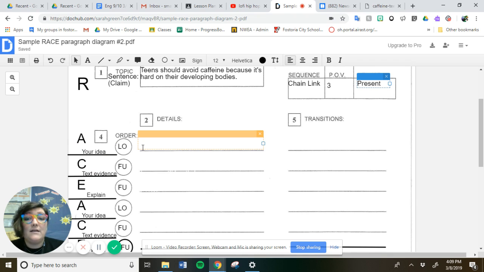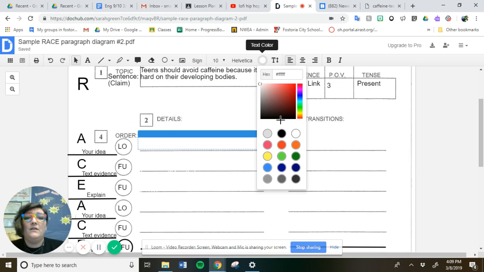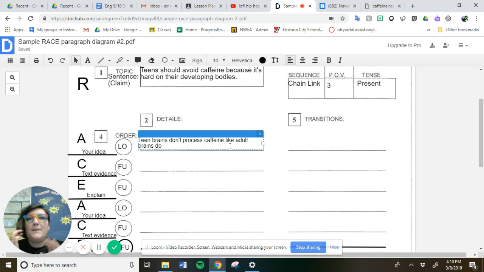It's your idea, right? So this is your lead-off sentence. And we always know that lead-offs need what? Transitions, right? So we have a lead-off here. And I said, my idea in all this, I was thinking that, we're talking about teens' developing bodies, so we kind of have to talk about the physical body as well as the mind, okay? As well as the brain, okay? So I said teen brains don't process caffeine like adult brains do.